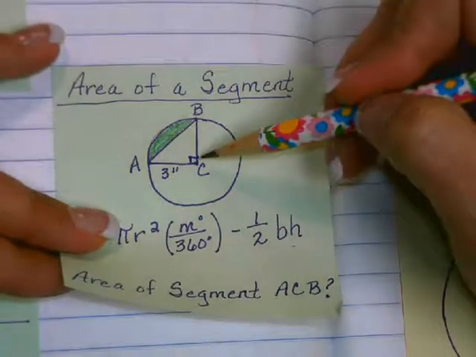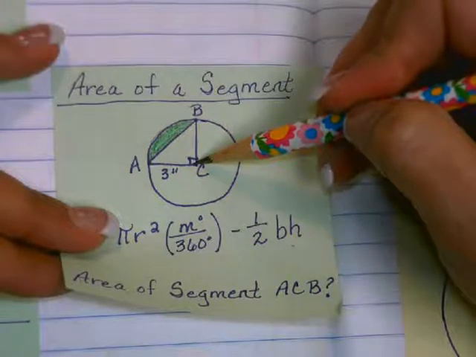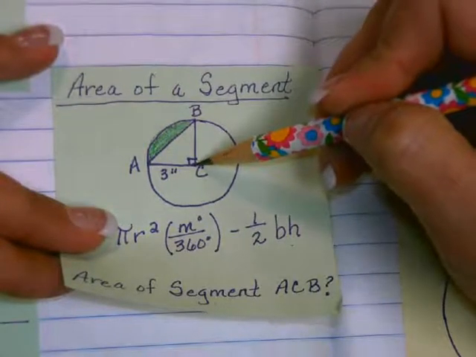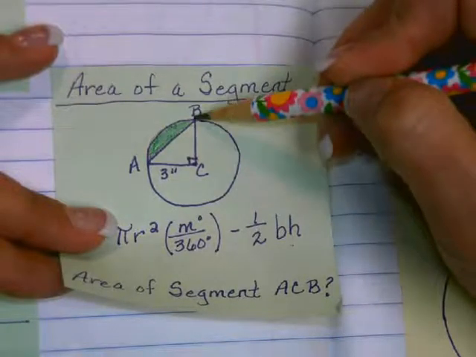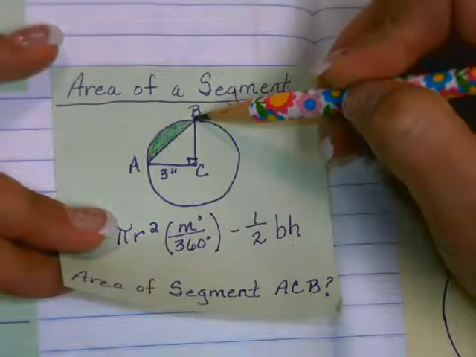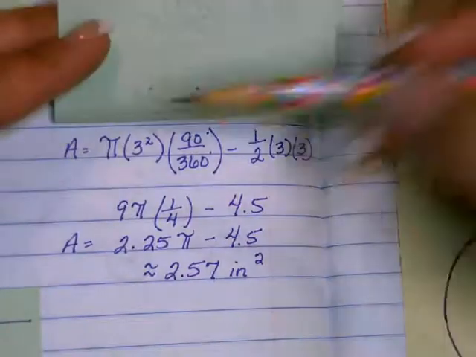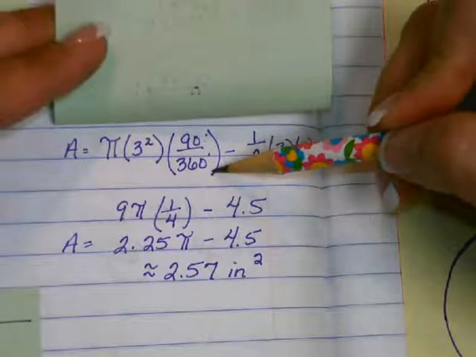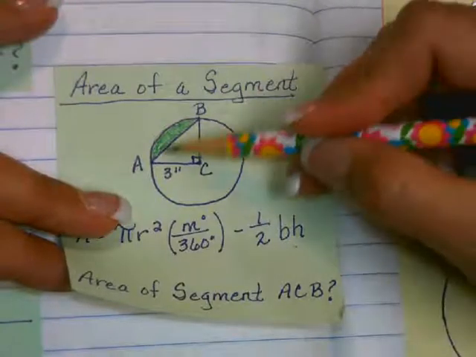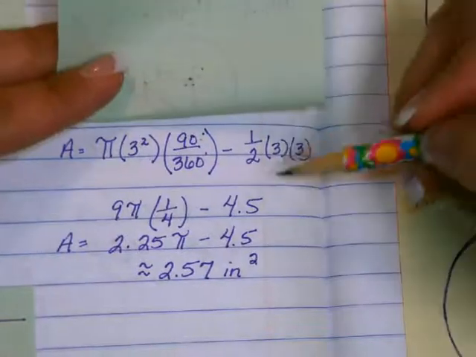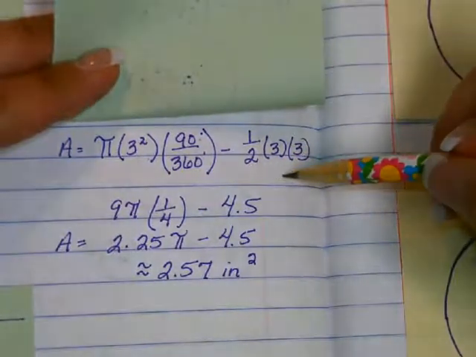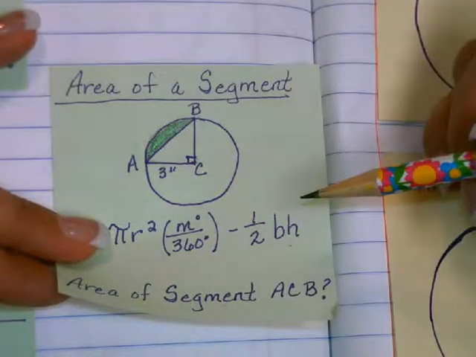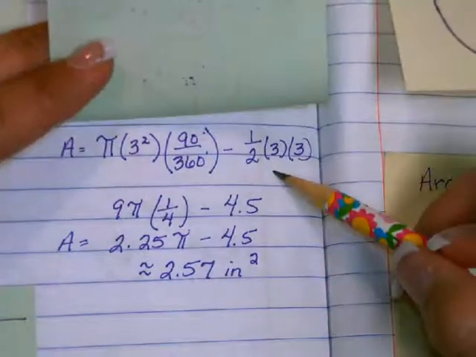Also, I want to show you, this is a 90-degree triangle. That means, and this is a piece that's going straight from the center to the outside, so this too is a radius, which makes it 3 inches as well. So we get pi 3 squared times the 90 degrees over 360, because the 90 degrees is where the segment is, minus 1/2 base times height of this triangle. And the base and the height are the same thing since they are both radii. So 1/2, 3 times 3.